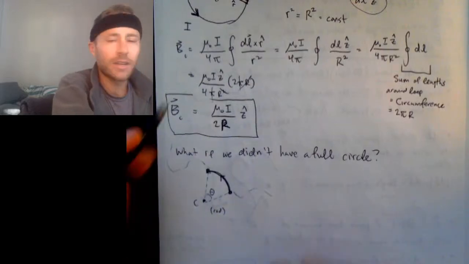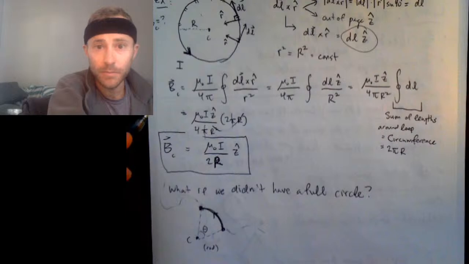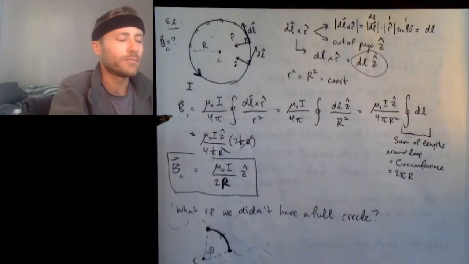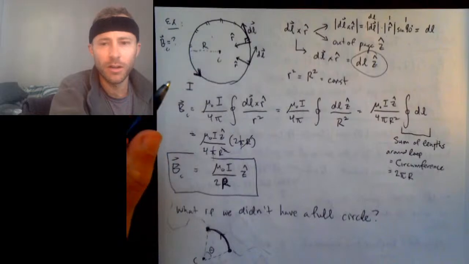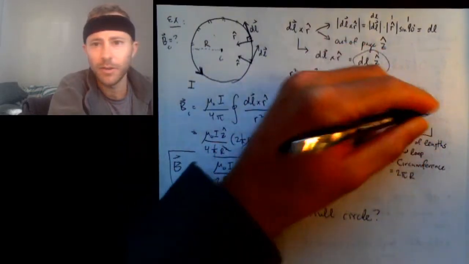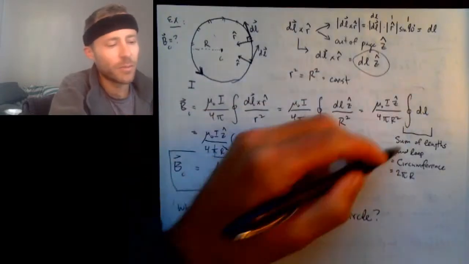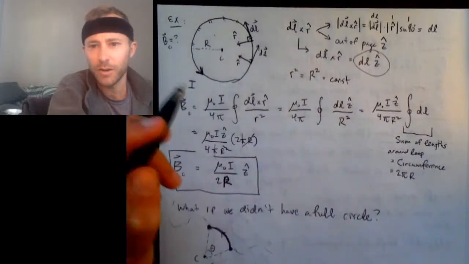Then the calculation goes through exactly like it did before. You can double check it. There's no part of this calculation where we said anything about it being a full arc except for right here. So this is the sum of the lengths around the loop, which is the circumference, which is 2 pi r.